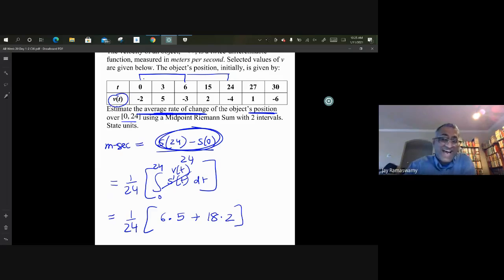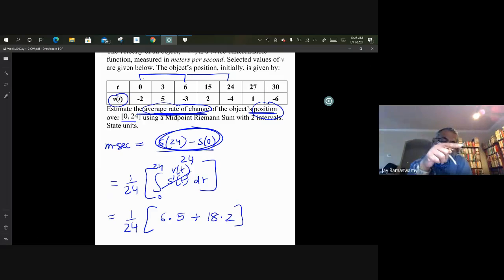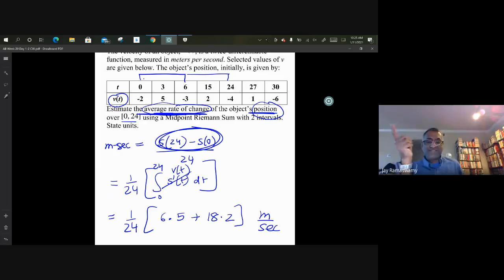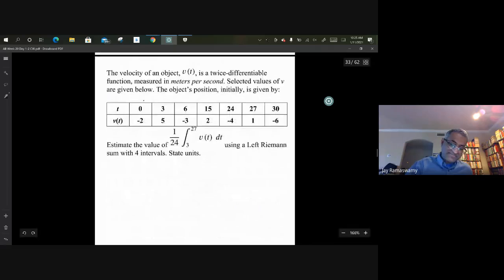Okay, guys, this is the tricky one. It says average rate of change of position. So what would your units be? Meters per second. Isn't the average rate of change of position basically velocity? And we write the units of that guy, so meters per second. Yes. It's the slope of position, which is velocity, and we write its units. That's the weird one.